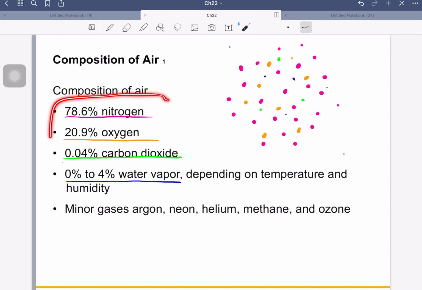Now these are the major components of air. Are there other things? Yeah, there are: ozone, methane, helium, neon, and argon. We're not going to get ourselves bogged down in those because we really want to focus in on the ones that, under normal conditions, we're dealing with in terms of gas exchange.